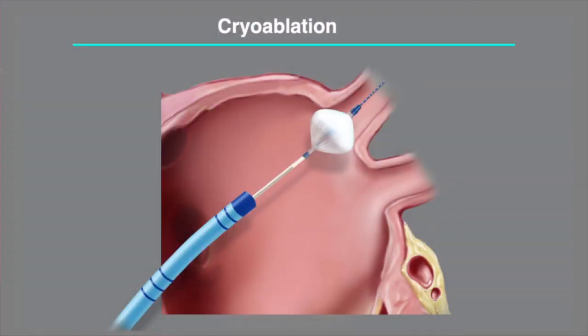That was one where we use an energy source called radio frequency or heat, and that creates the line of block around the veins. But there is an alternative method, as you can see from this illustration, called cryoablation, that uses a freezing method to accomplish the same goal. There have been several trials that have compared these, and they are basically equal in success.